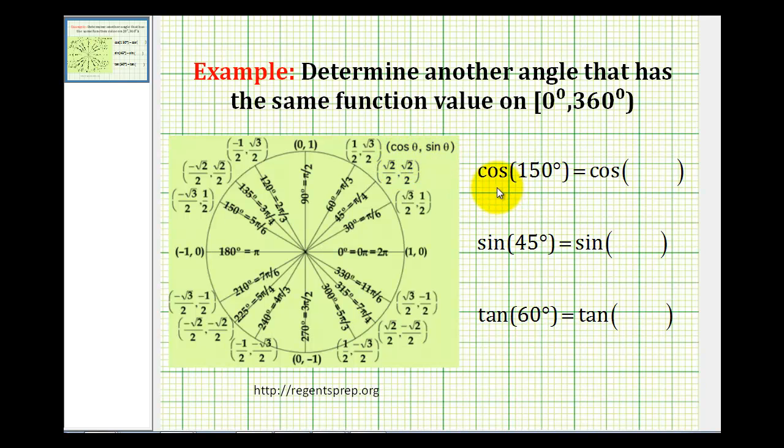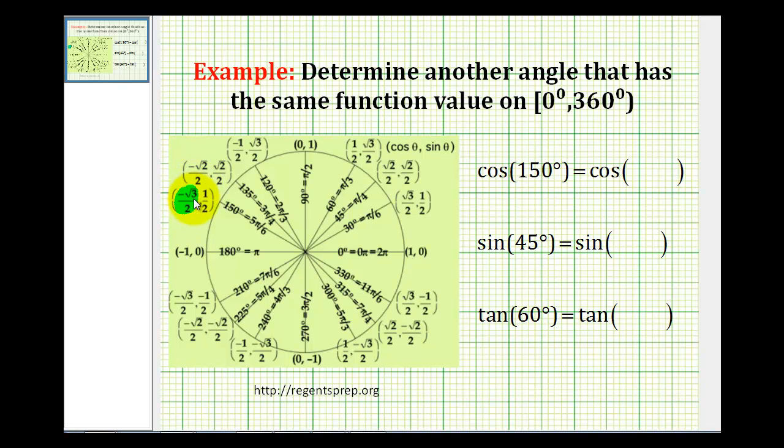So let's start by determining the value of cosine 150 degrees. It would be equal to the x-coordinate at this point here, so it's equal to negative square root 3 over 2. So we can find another angle that has the same cosine function value if we can find another point on the unit circle where the x-coordinate is negative square root 3 over 2.